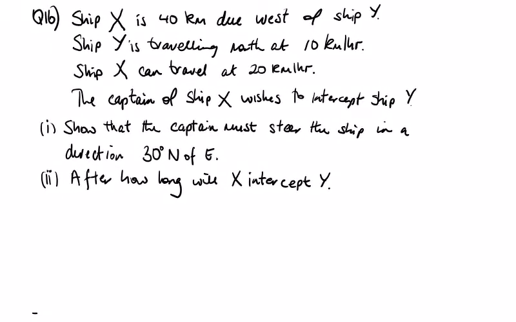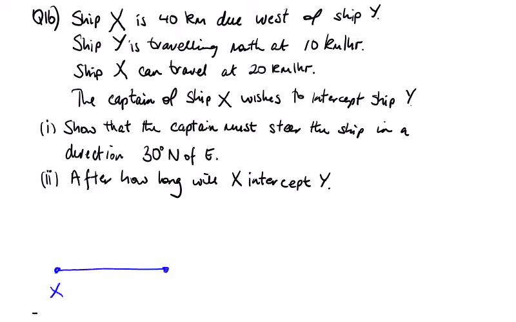Ship X is 40 kilometers due west of ship Y, and ship Y is traveling north at 10 kilometers an hour, and ship X can travel at 20 kilometers an hour. The captain of ship X wishes to intercept ship Y. Show that the captain must steer the ship in a direction 30 degrees north of east, and after how long will X intercept Y? Okay, just a quick sketch to help us here.